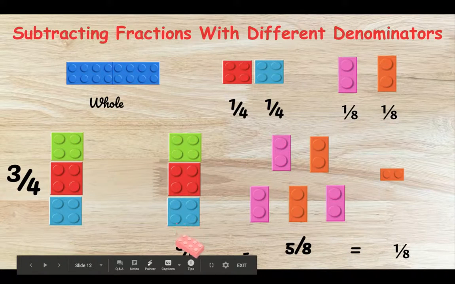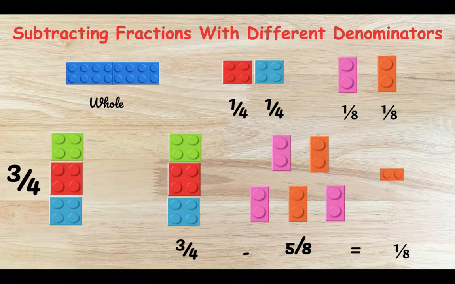And hence, 3/4 part minus 5/8 part equals 4 by 32 parts, which when reduced is 1 by 8, or 1/8 part of the whole.